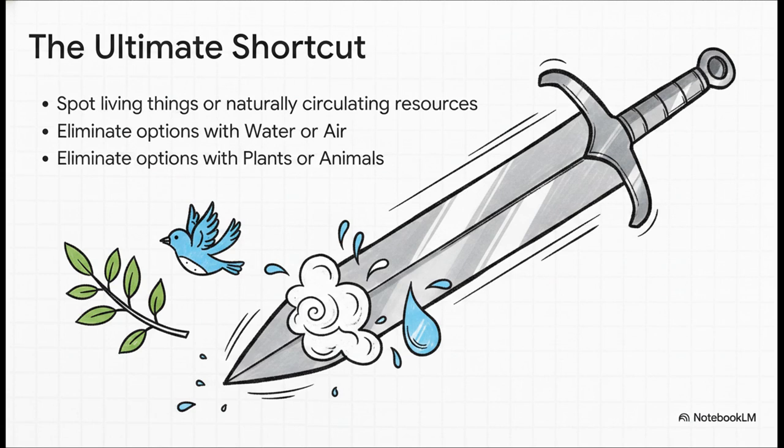Now, I want to empower you with a real game changer here, a secret weapon shortcut for your future exams. When you see a question asking for a list of non-renewable resources, you don't always have to agonize over every single word. Instead, just scan the options for instant eliminators. If you see living things like plants or animals, or naturally circulating resources like water or air, immediately cross that whole option out. They are practically always renewable. This shortcut will save you a massive amount of time, allowing you to zero right in on the fossil fuels and metals that actually make up the correct answer.